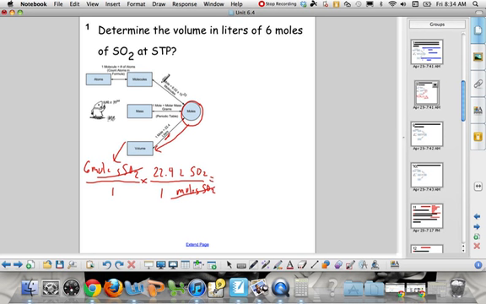And just like we do all these problems, we have to multiply the tops together, multiply the bottoms together, and then divide. So I have 6 times 22.4 up on the top, and down on the bottom, I have 1 times 1. Multiply the tops together, and when I do that, I get 134.